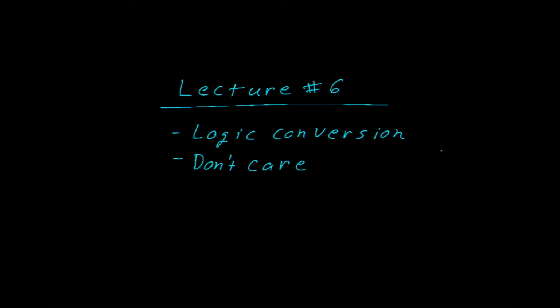Today we continue our discussion of combinational logic with a focus on logic conversions. That's conversion between equations, truth tables, and circuits. We're going to explore something called the don't care operator, which we'll identify as an X, and we'll see that that will help us simplify our circuits.